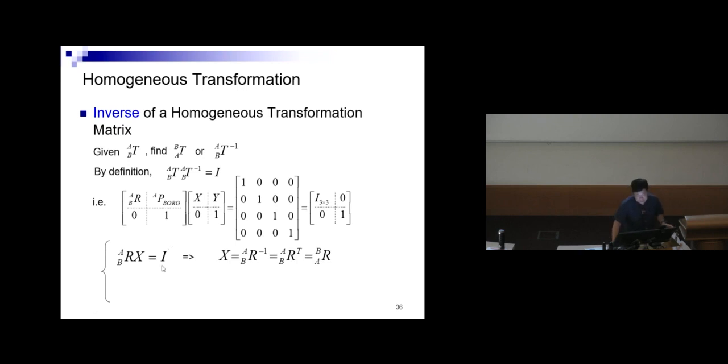From here, you know that ABR multiplied by X is equal to I. So your X is equal to ABR inverse. And the ABR inverse, we have verified earlier, will be equal to ABR transpose. ABR transpose means you have your BAR. So your X over here is equal to your BAR.